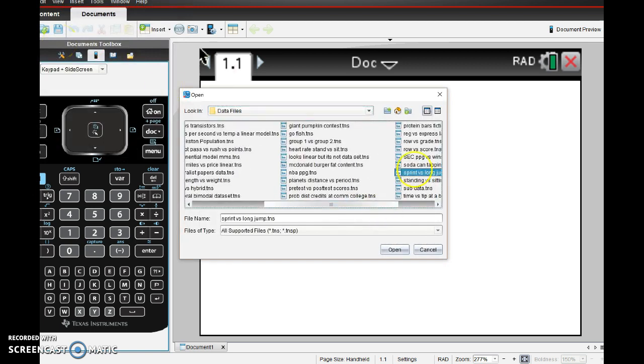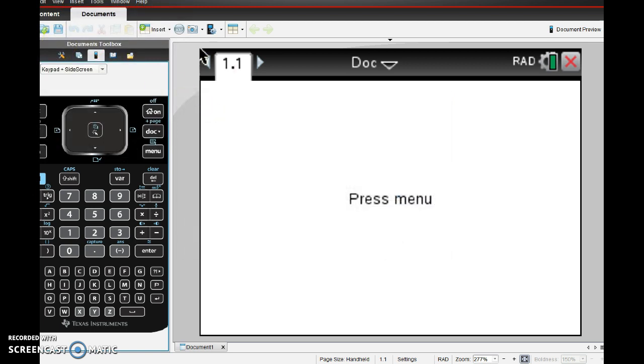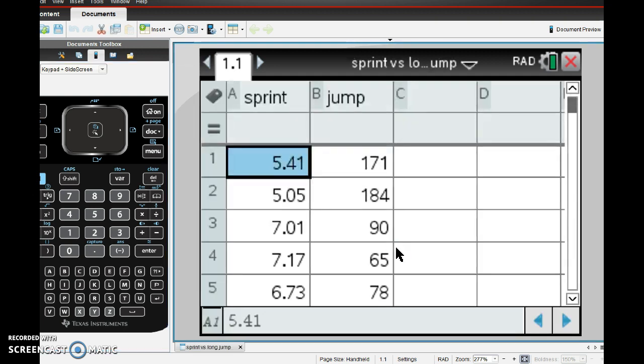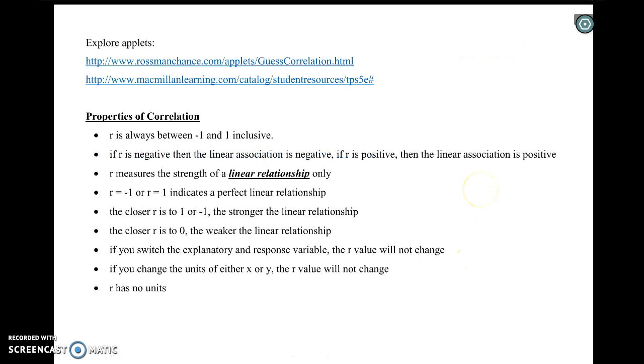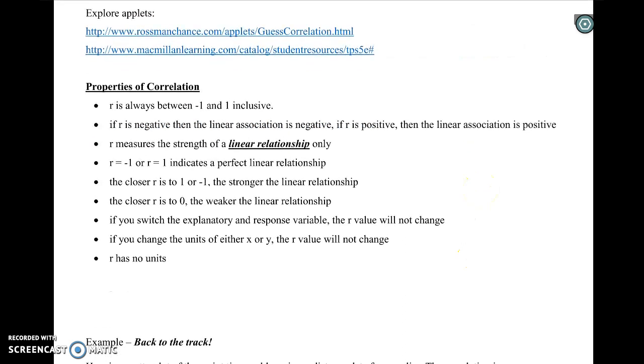I'm gonna look at that sprint and jump logs that we were looking at in the previous example. All right, so let's go through a couple key properties of the correlation. Put a little star by these, I guess. Properties of the correlation: R is always between -1 and +1 inclusive. We talked about that. If R is negative, then the linear association is negative. If R is positive, then it's positive.